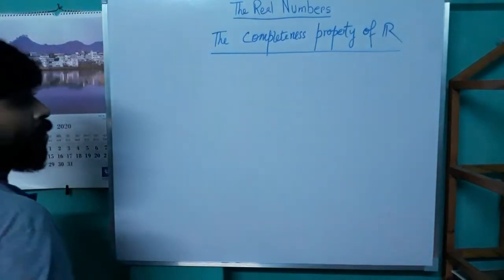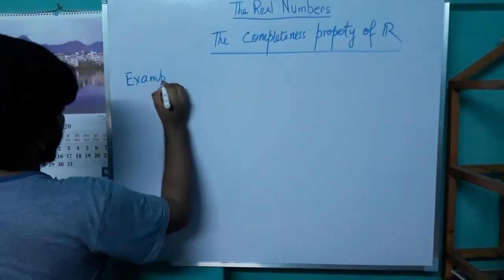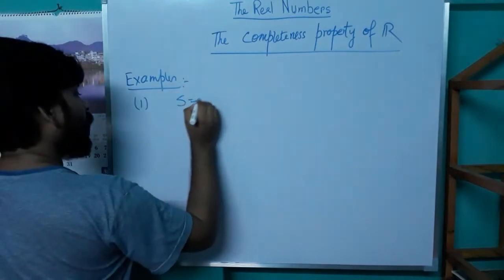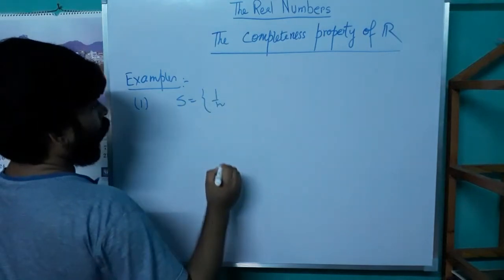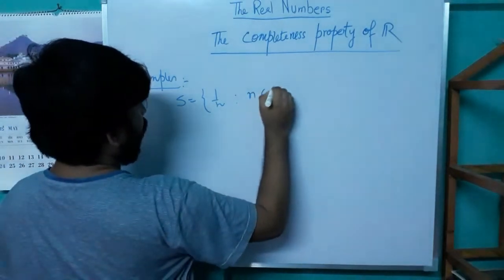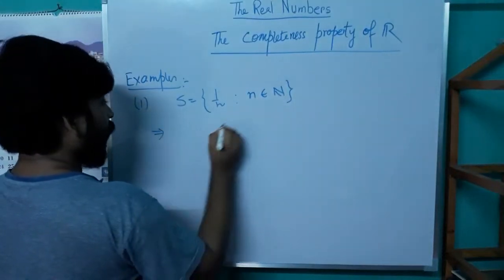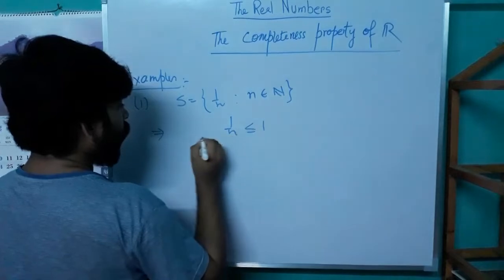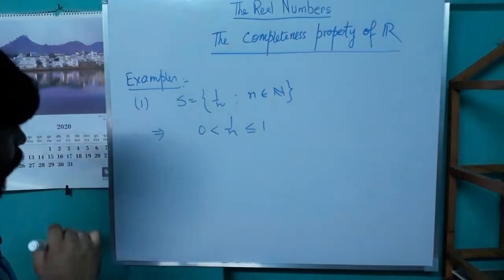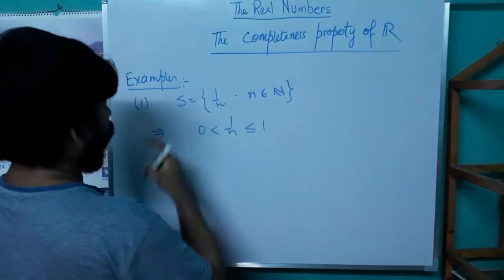So next, some examples. The first example, we consider the set of elements 1 by n, where n belongs to the set of natural numbers. Already we have seen that 1 by n is less than or equal to 1 and strictly bigger than 0. So here 1 is an upper bound and 0 is a lower bound.